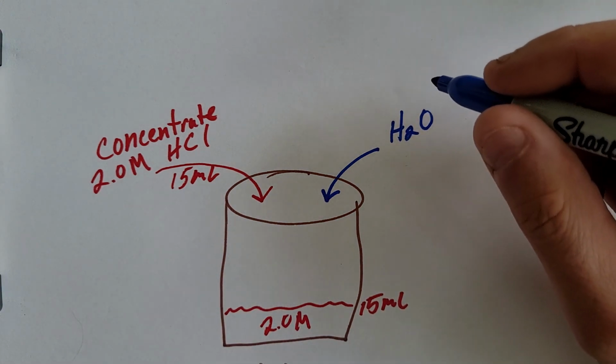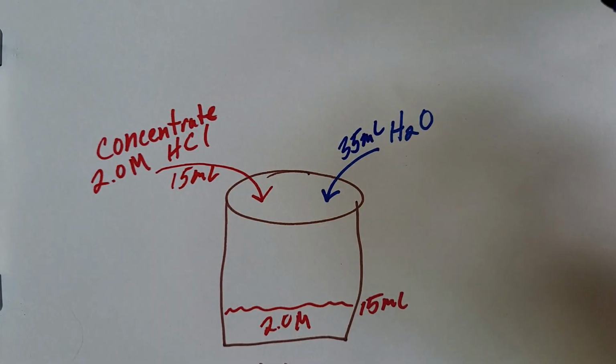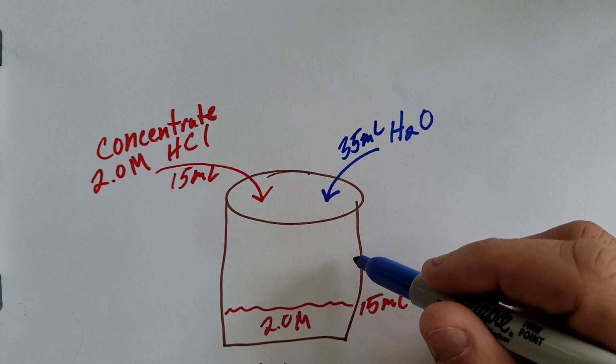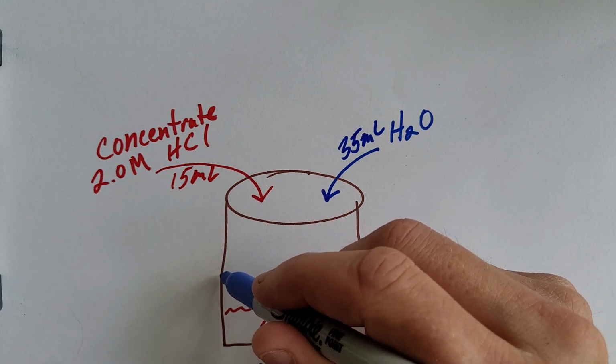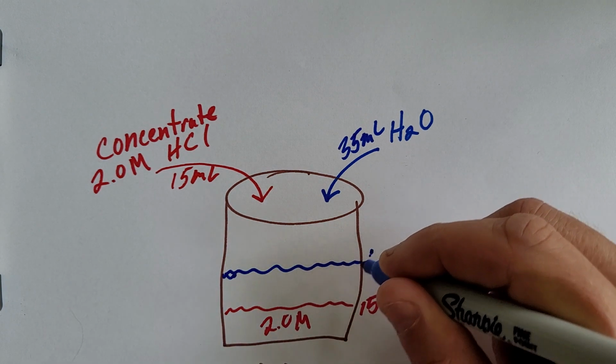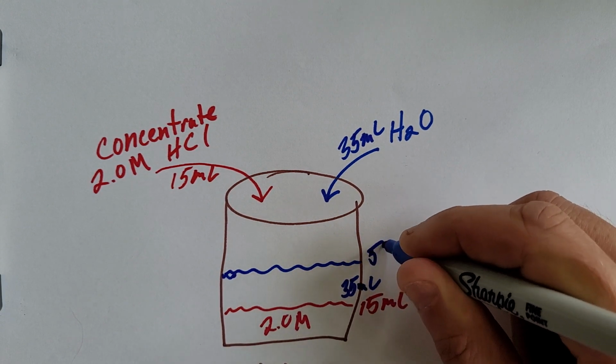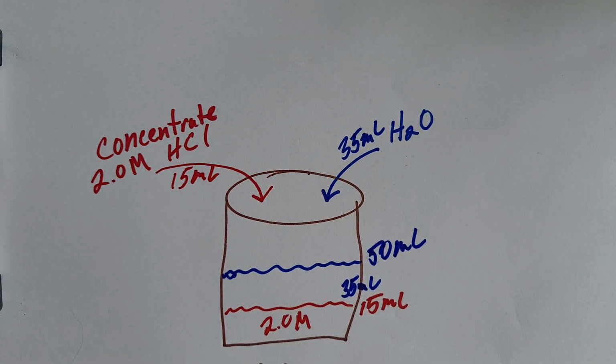Let's say for calculation reasons, 35 milliliters is what we're going to pour in here of water. So now that level comes all the way up to here, and now there's a total of the 35 milliliters and the 15, so we have a total of 50 milliliters of volume. That's very important in the calculation, because we need the total volume, not how much water we pour in.